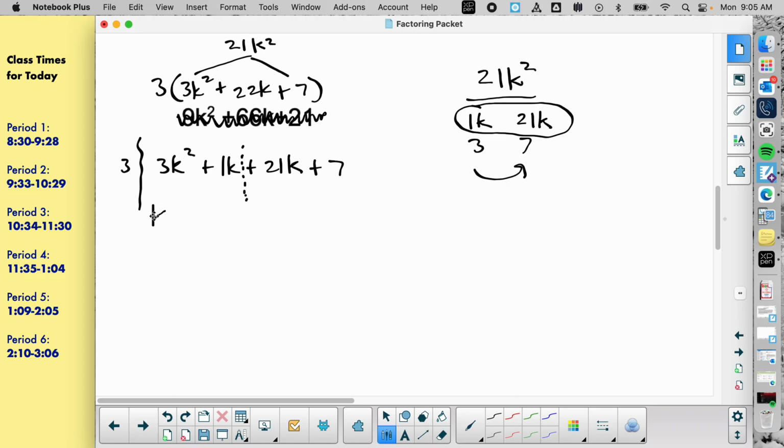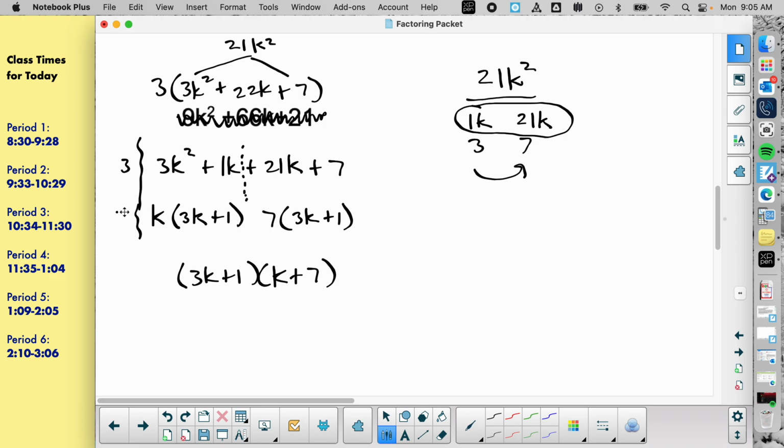K is the only thing they have in common. So I'd be left with 3k plus 1. Right-hand side, 7 is the only thing they have in common. They both have 3k plus 1 in common. K plus 7 would be the other one. And then this 3 that I had out front the whole time will now just go in the front right there.